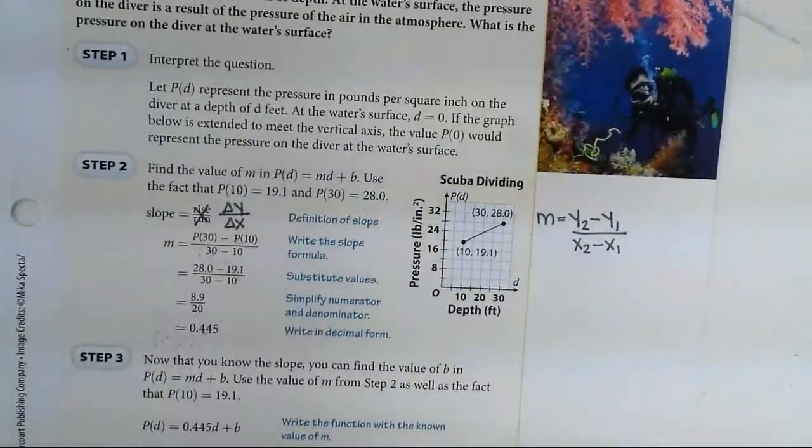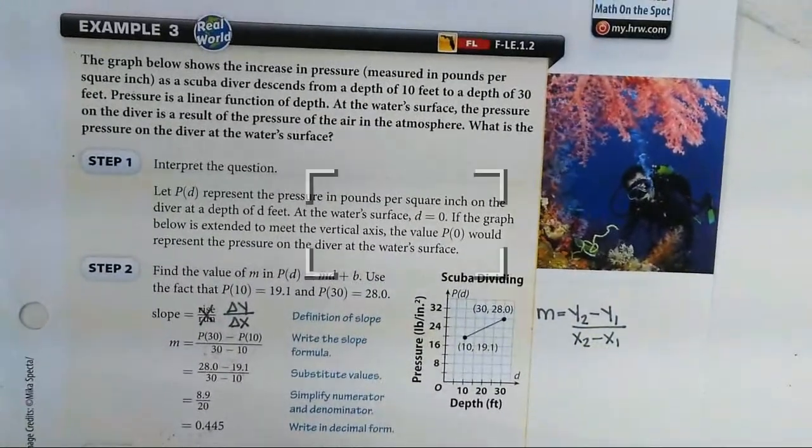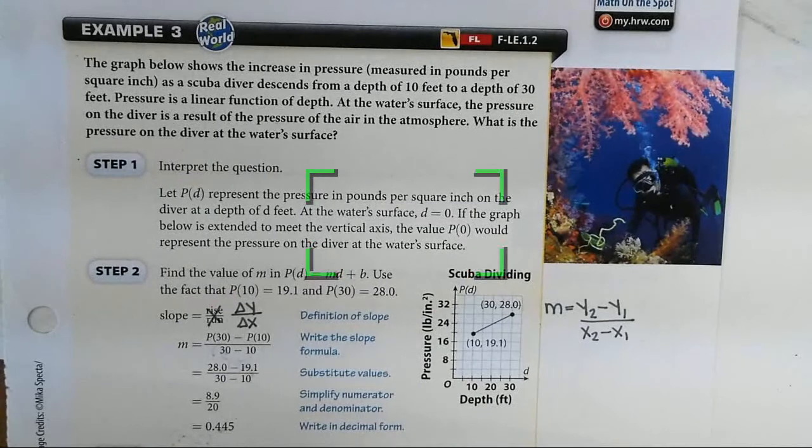Okay, so I've basically helped you guys out there a ton so that you're not guessing what points to use. Okay, so coming back to this one, it's telling us in example number 3, it says the graph below shows the increase in pressure measured in pounds per square inch as a scuba diver descends from a depth of 10 feet to a depth of 30 feet. Pressure is a linear function of depth. At the water surface, the pressure on the diver is a result of the pressure of the air in the atmosphere.